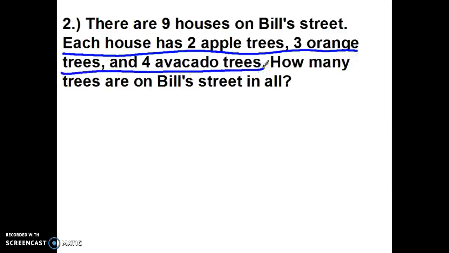That's information I know. I can picture that. I can picture a little house right here.